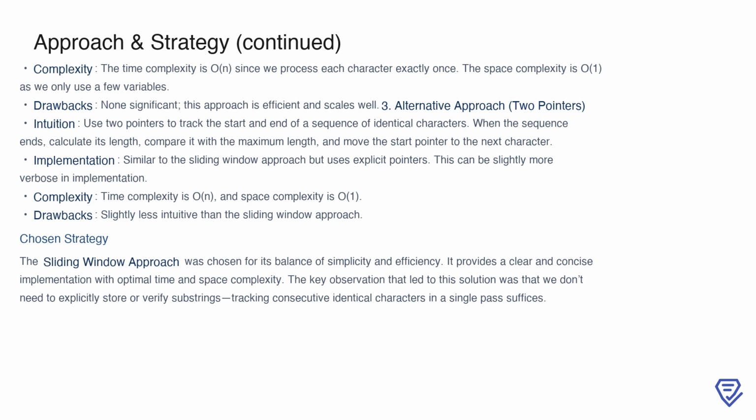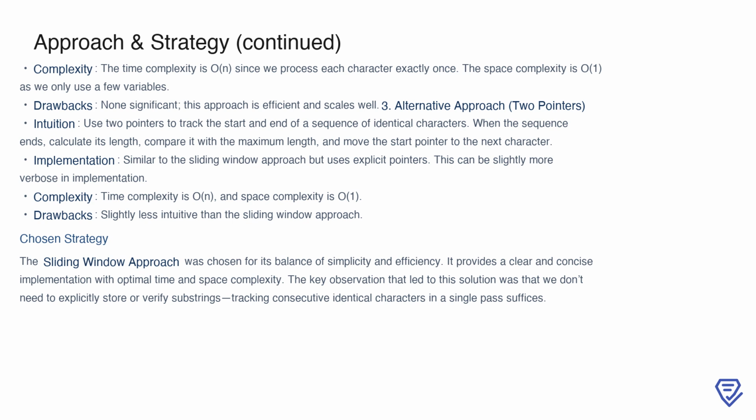Another alternative we considered is the two-pointers method, which is conceptually similar to the sliding window approach. Here, we use two pointers to explicitly track the start and end of a sequence of identical characters. When the sequence breaks, we calculate its length, compare it to the maximum length, and then move the start pointer to the next sequence. While this also achieves an O(n) time complexity and O(1) space complexity, the two pointers method can be slightly more verbose in terms of implementation.